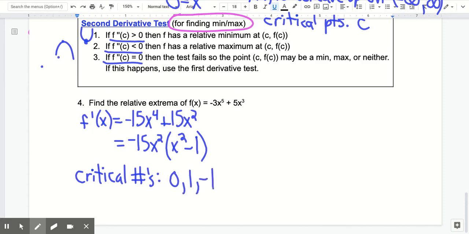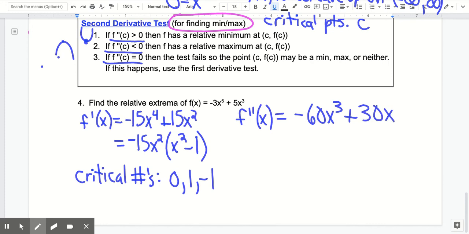Okay. If we were doing the first derivative test, then we would plot this on a number line and see where it's increasing and decreasing. We're not doing the first derivative test. We're doing the second derivative test. So now that we have these critical numbers, remember these are our potential minimums and maximums, now we're going to find the second derivative. So the second derivative is negative 60x cubed plus 30x.